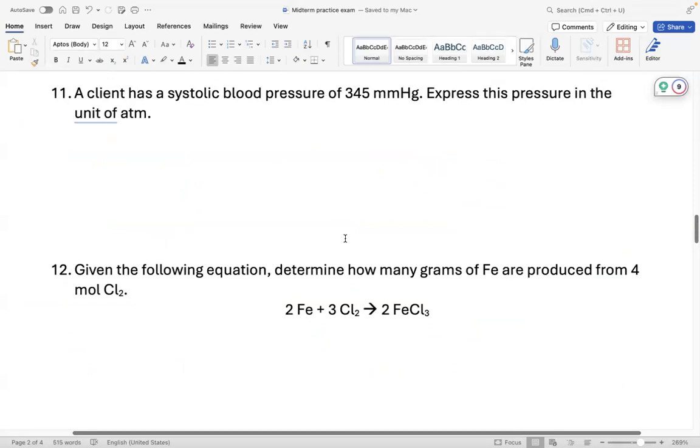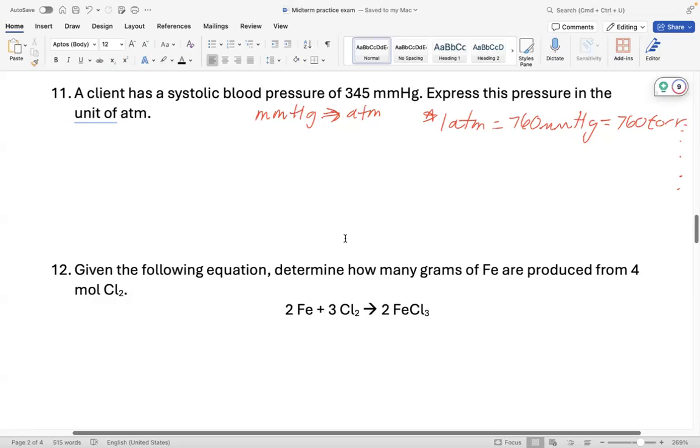All right, so 11, a client has a systolic blood pressure of 345 millimeters mercury. Express this in units of ATM. So this is just changing pressure units, which I gave you this like long slide where it was like 1 ATM equals 760 millimeters mercury equals 760 torr equals something something something, right? And we did like one example. So that's this kind of problem. So you'll be given this on your reference sheet. You just need to be able to identify that this is the problem you need to use it on.